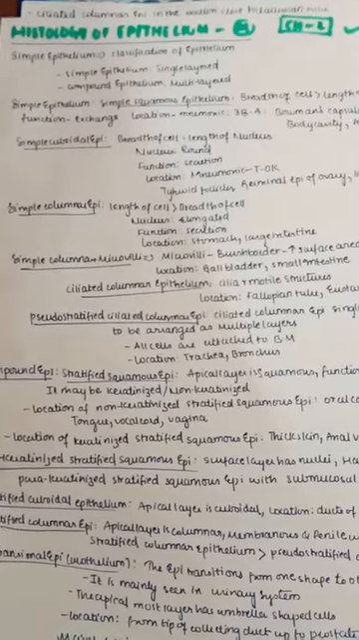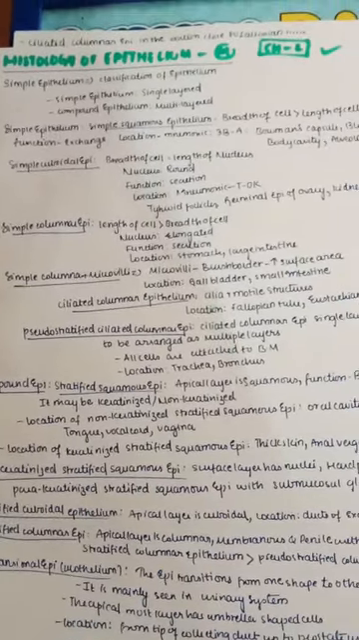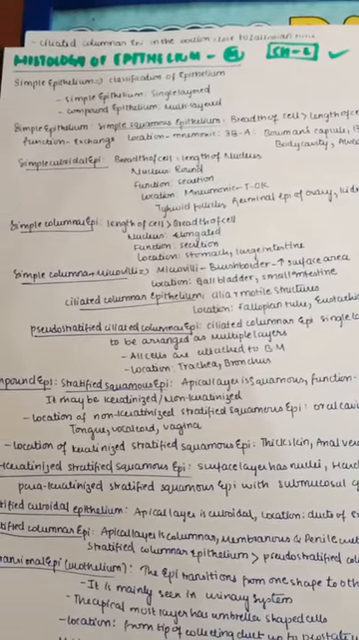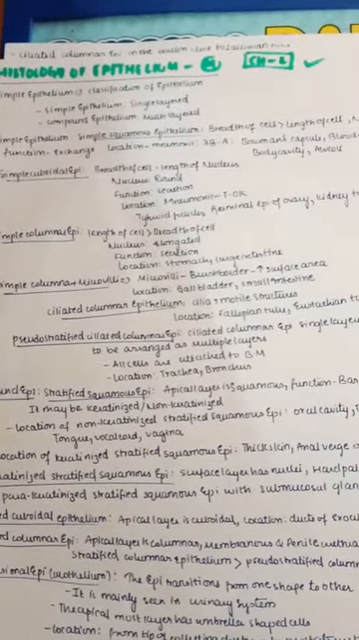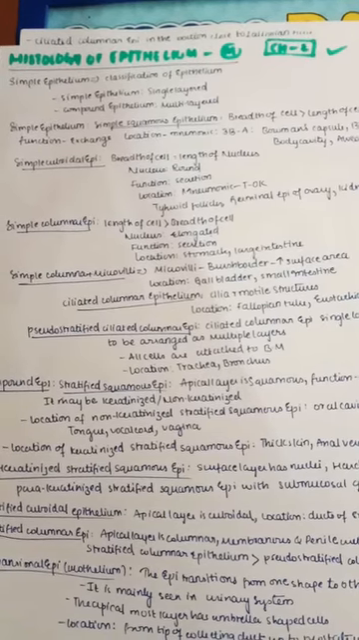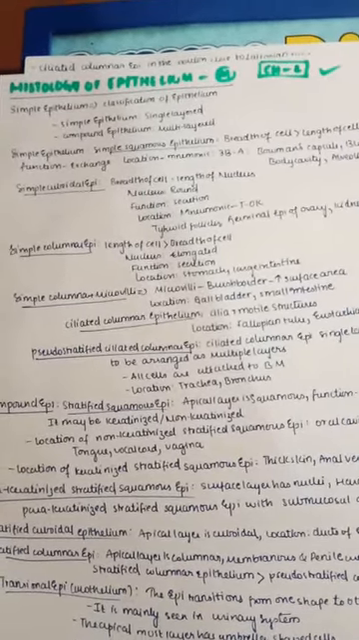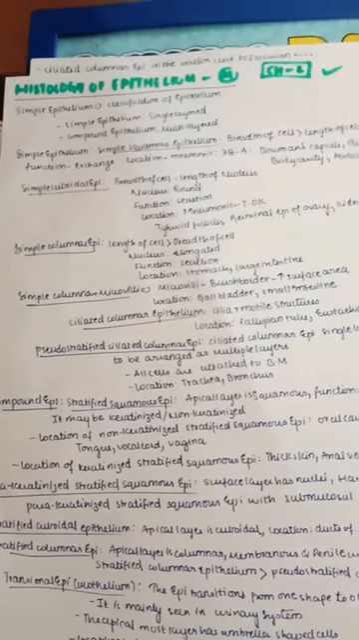Continue with histology of epithelium. So simple epithelium is nothing but one of the classifications of epithelium. The simple epithelium has a single layer, whereas compound epithelium is multi-layered. Simple epithelium may be simple squamous, cuboidal or simple columnar.